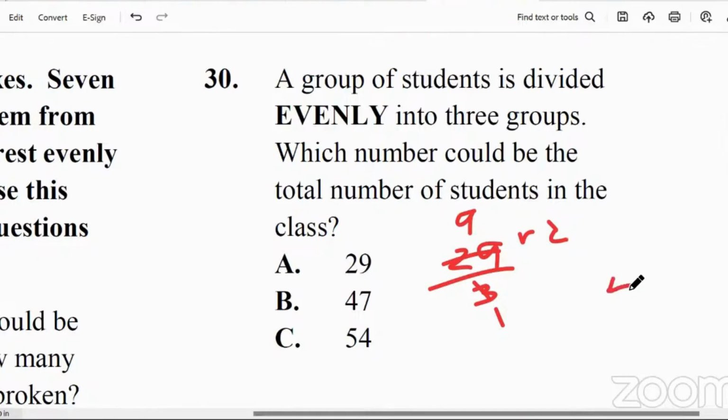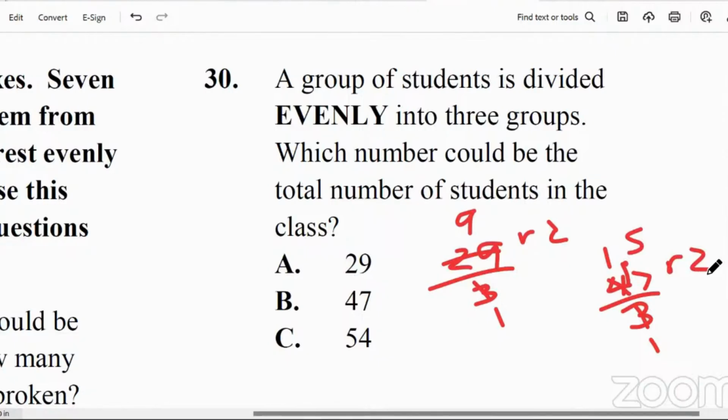Let's try 47. Divide that by 3. 3 into 4 goes 1, remainder 1. So 3 into 17 goes 5. And we are still left with a remainder of 2. So that one isn't evenly divisible either.